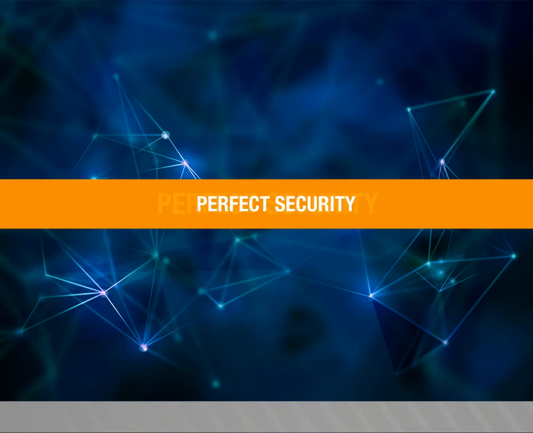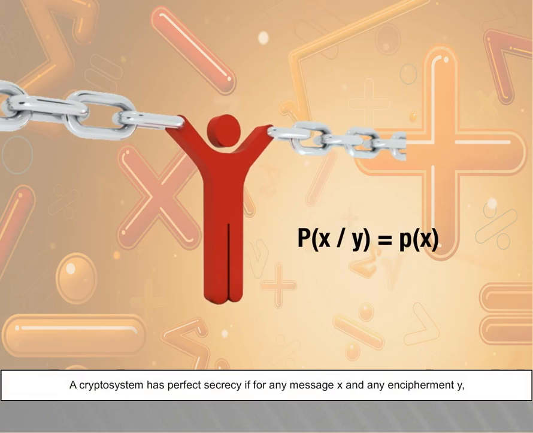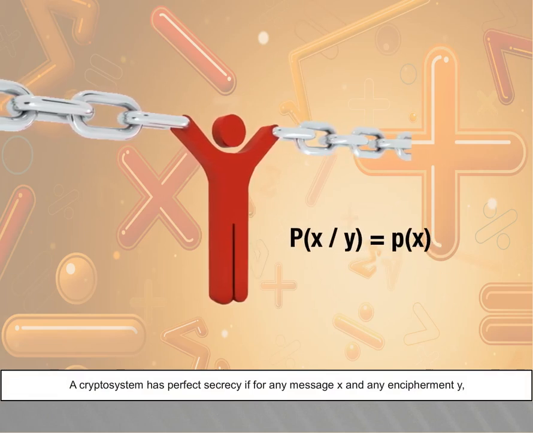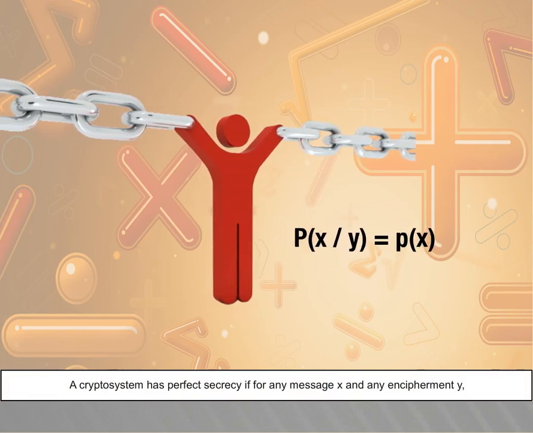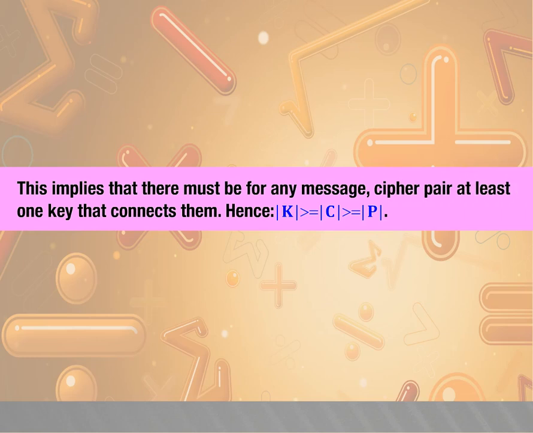Perfect security. In this video, we are going to learn about perfect security. A crypto system has perfect secrecy if for any message X and any encipherment Y, P of X given Y is equal to P of X. This implies that for any message-cipher pair there must be at least one key that connects them. Hence, |K| ≥ |C| ≥ |P|.